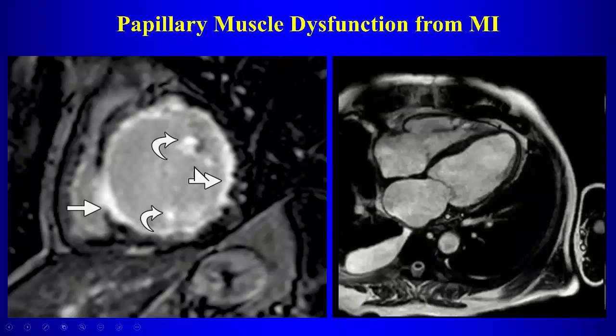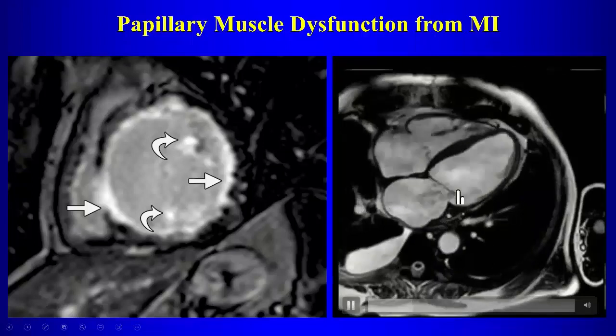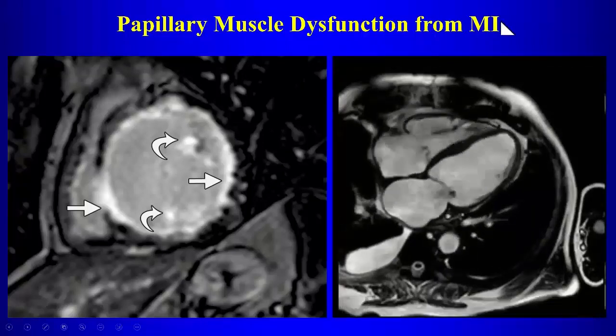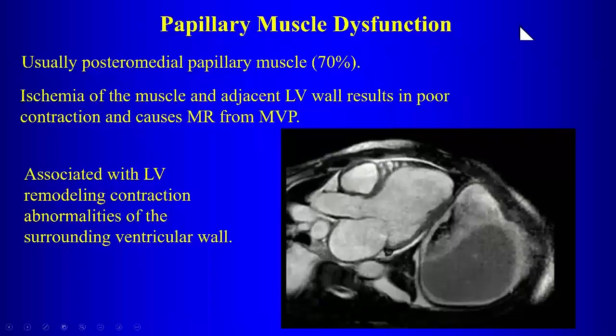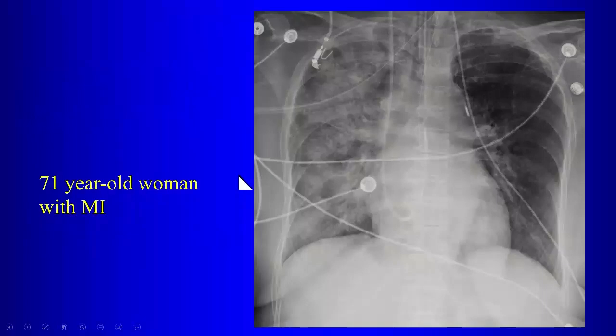The infarction can also involve the papillary muscles themselves. And so dysfunction of the papillary muscle can also result in mitral regurgitation here. All right, so that's papillary muscle dysfunction. So again, usually the posterior medial papillary muscle that can result in papillary muscle dysfunction and mitral regurg.